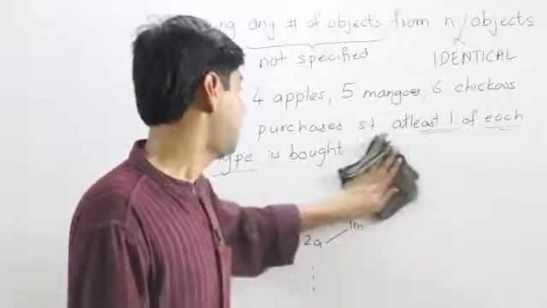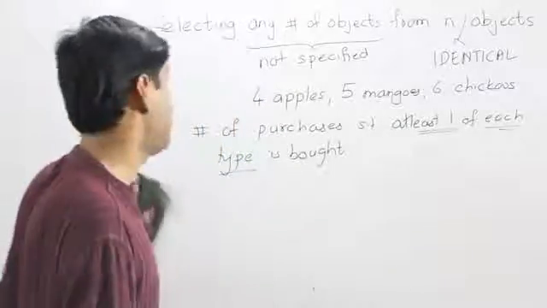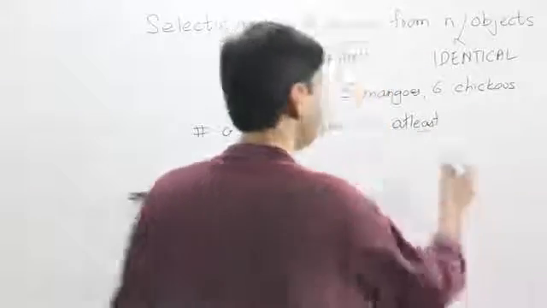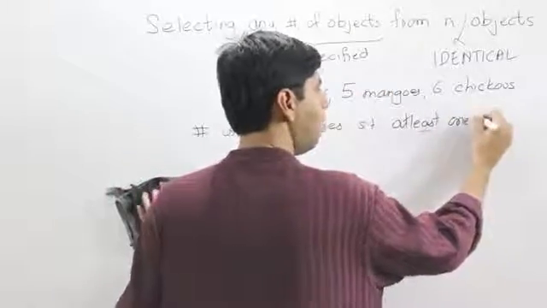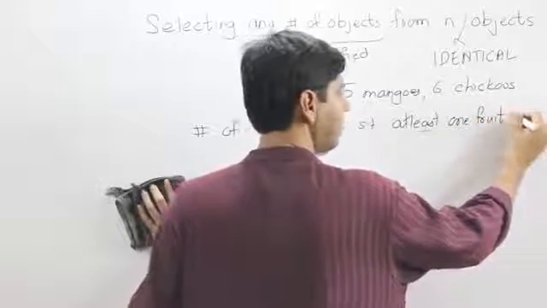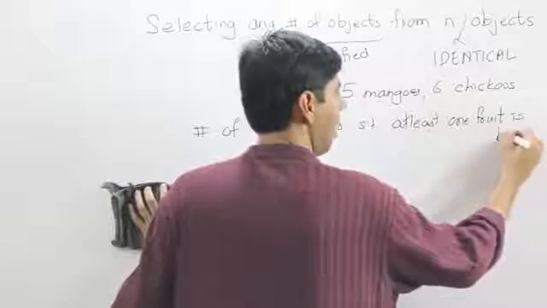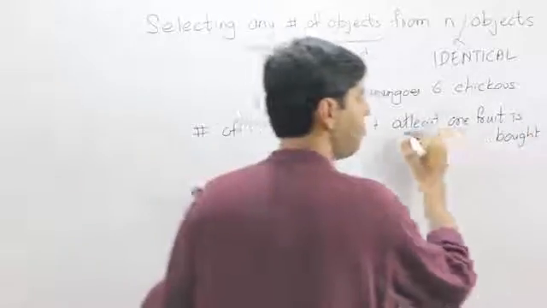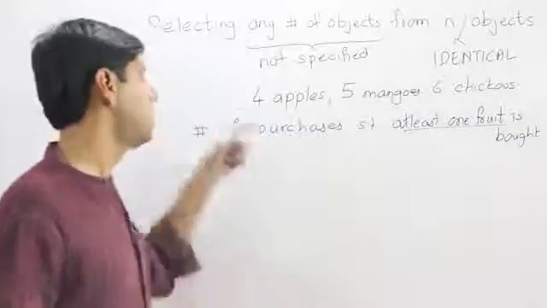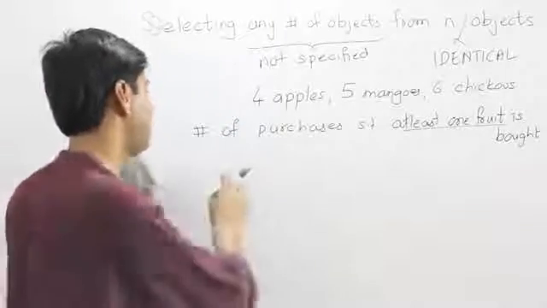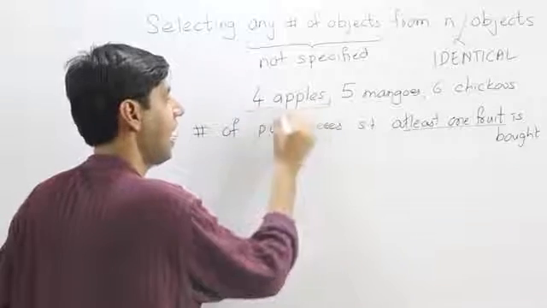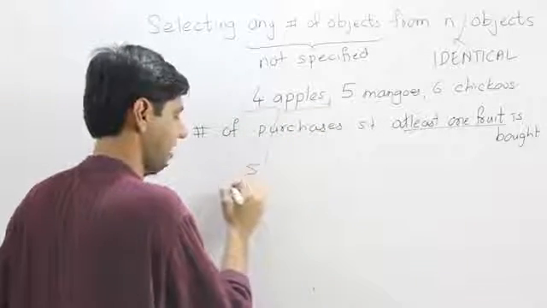Having bought them, further, changing the question yet again, such that at least 1 fruit is bought. Now it does not specify one of each type. It just says 1 fruit. So is it possible with apples that I might buy 0 apples? Pretty much. So with apples I have 5 different ways.